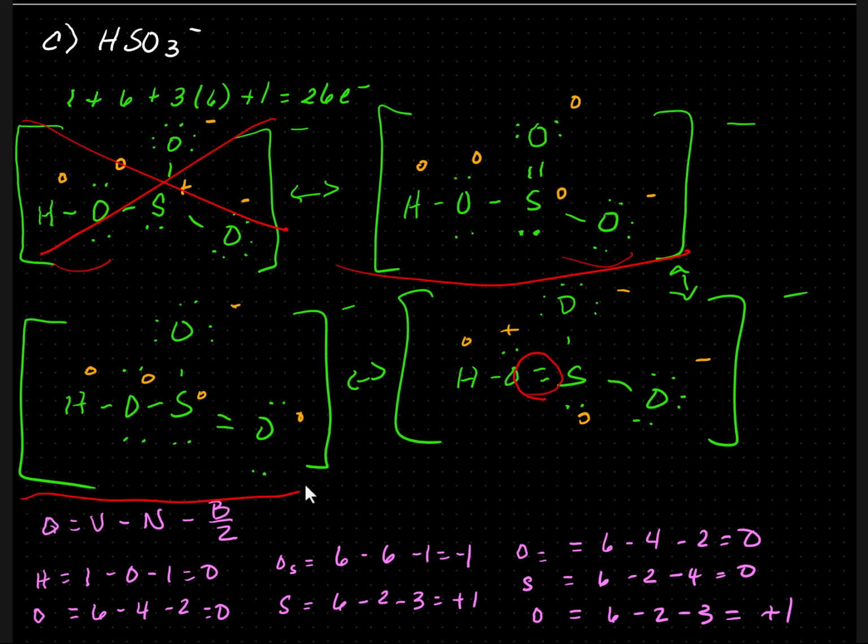It becomes positive, and that makes it not stable. So the best structures are these two right here, which are the resonance structures with the double bond. Pause the video, draw the structure for SO3 2-, and then check your answer.